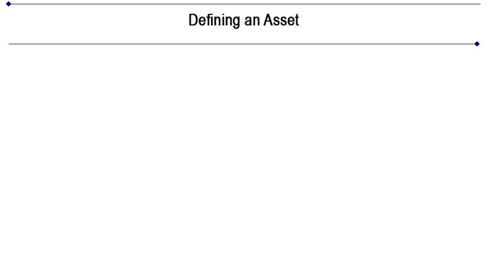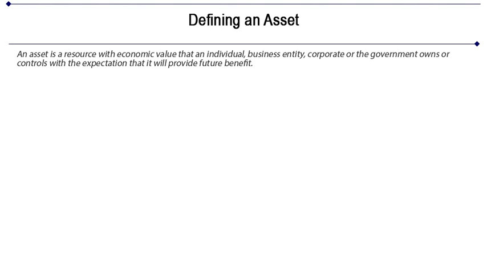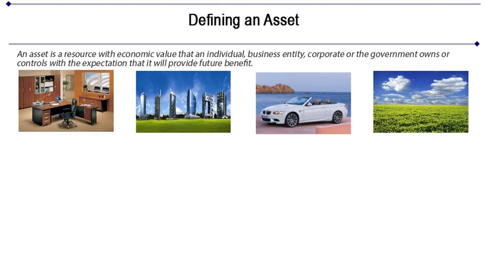Defining an asset. An asset is anything that you own and has an exchange value. The dictionary defines it as an item of ownership that can be converted into cash. So for example, furniture in your house, property, car, stocks, and land are all assets. A more formal definition of an asset is that it is a resource with economic value that an individual, business entity, corporate, or the government owns or controls, with the expectation that it will provide future benefit.